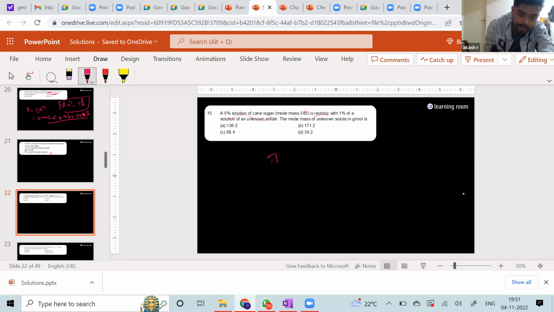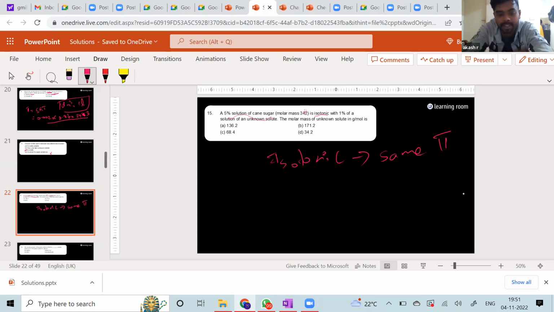Guys, whenever we say two solutions are isotonic, that means they are going to have same osmotic pressure. This is the thing you will remember. Right? Isotonic solutions will have same osmotic pressure. Right? So what you understand is the pi of the cane sugar solution is equal to the pi of the unknown solution X. We don't know what is X. Okay. We have to calculate the molecular mass of X also. Right. Let us substitute the formulas now.